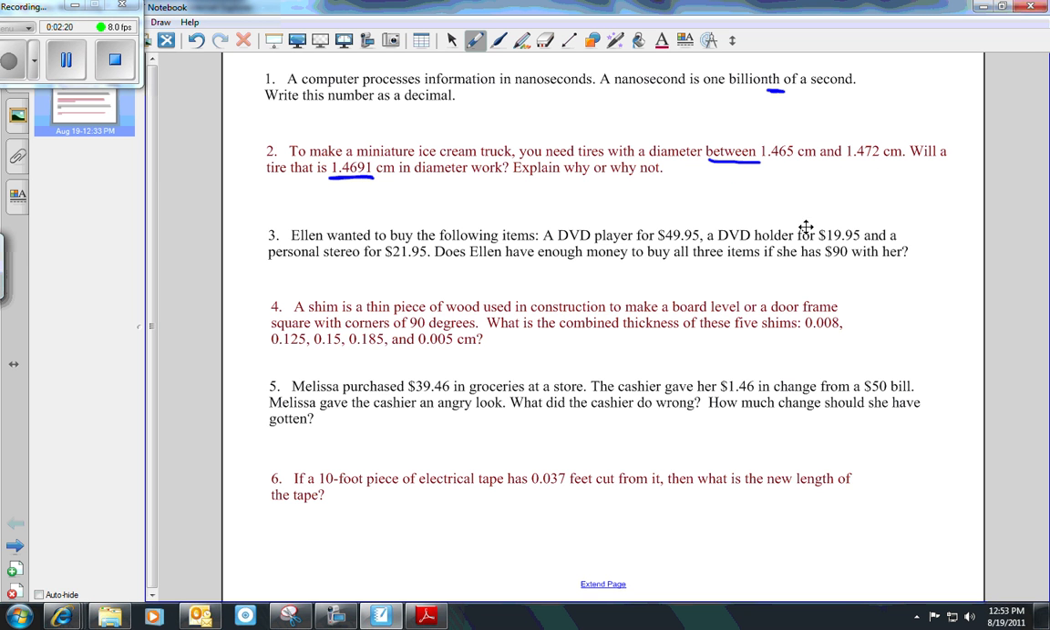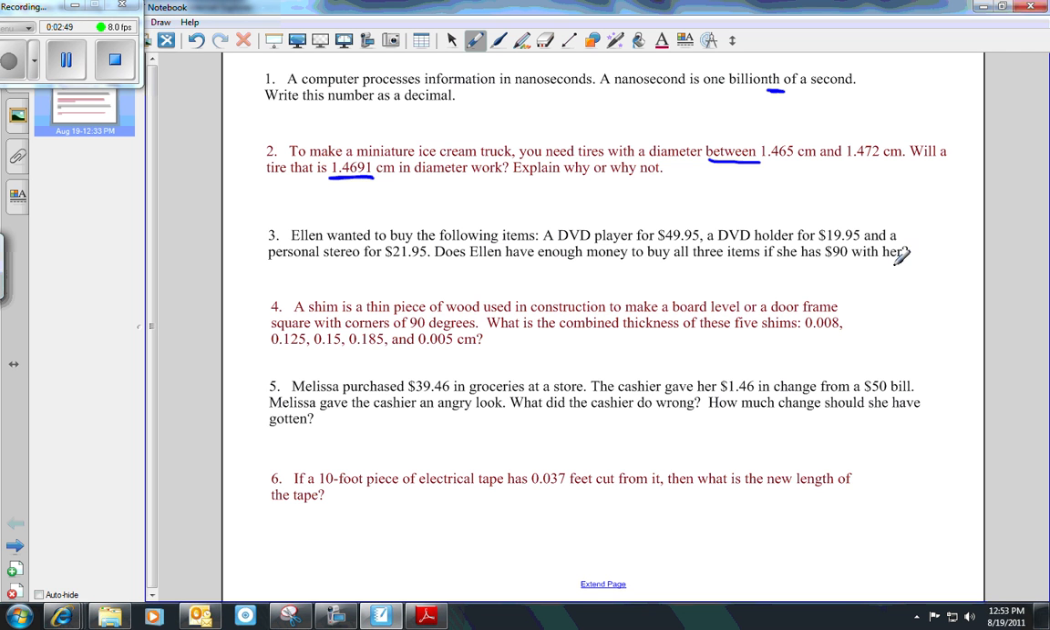For number 3, Ellen wanted to buy the following items: a DVD player for $49.95, a DVD holder for $19.95, and a personal stereo for $21.95. Does Ellen have enough money to buy all 3 items if she has $90 with her? All right, this is going to be a 2-step problem. So I need to see 2 sets of numbers.